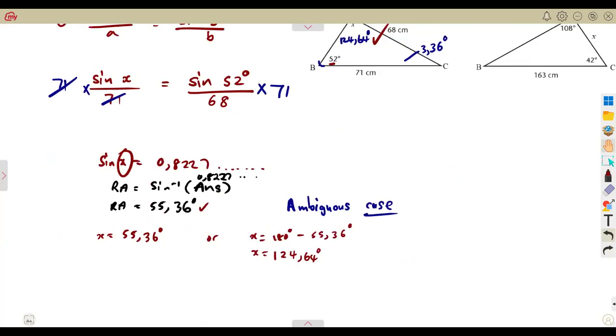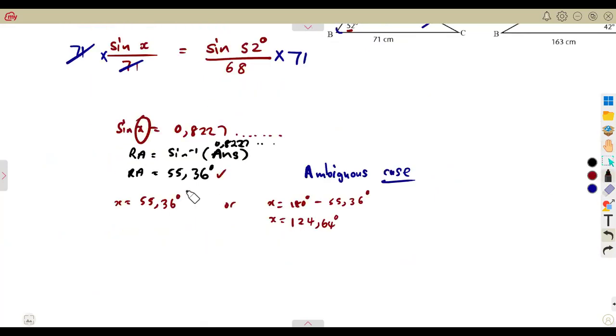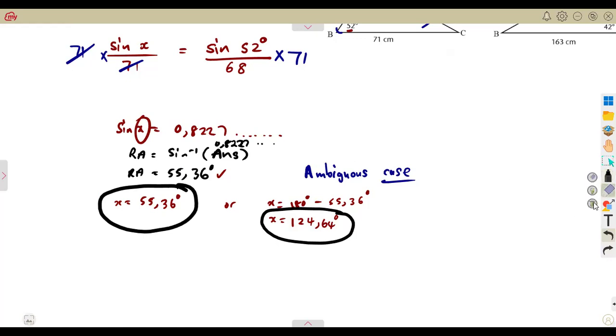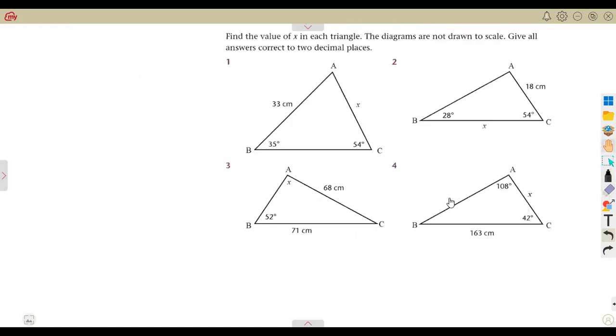So therefore, in this case, the solutions were going to be both. X was going to be 55.36 or 124.64. That is the ambiguous state that we can have. So always test for that. When calculating for an angle, you might have a state of this nature. So you need to test whatever you are given there. All right. So that was our question.